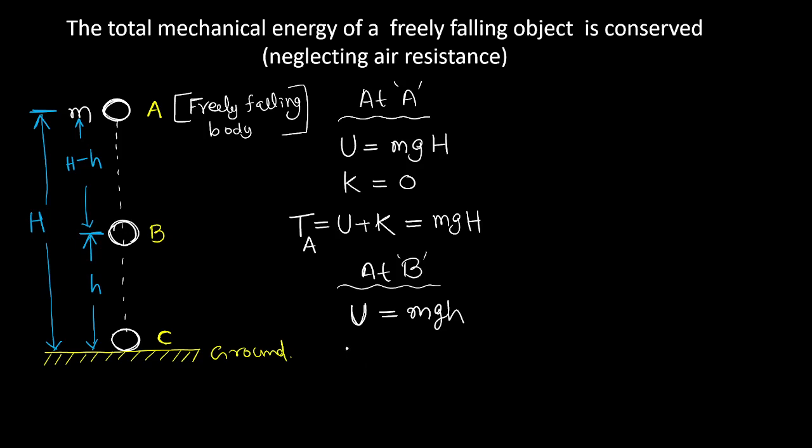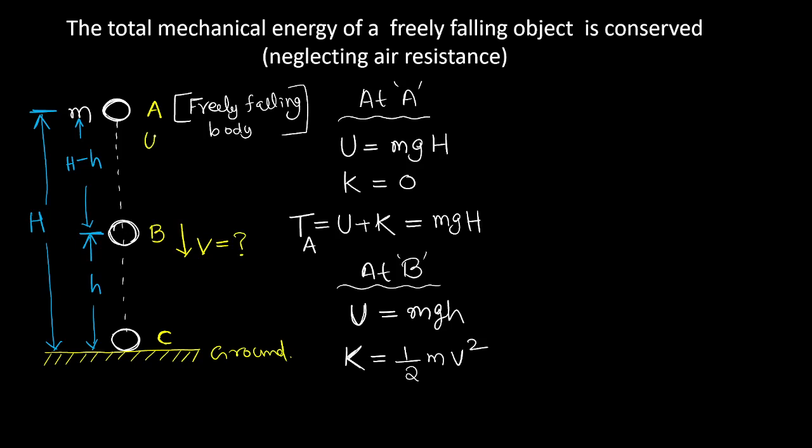Kinetic energy at B will be half m into v square. Half mv square is kinetic energy, we studied already. But the problem is, I don't know the velocity at B. That's the problem.